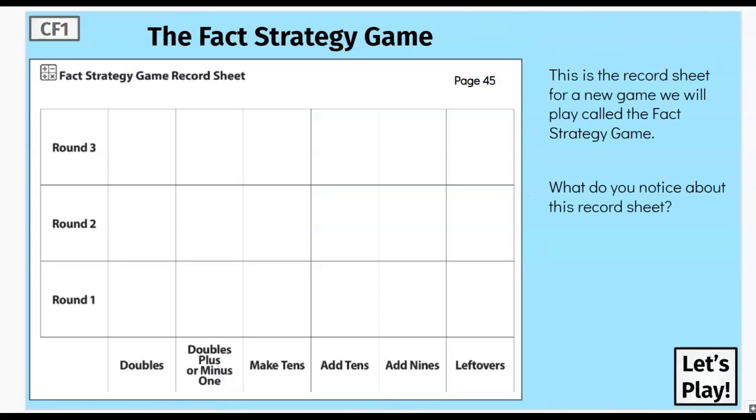Once you have your Number Corner student book, you'll open it up to page 45. This is the record sheet for a new game we will be playing called the Fact Strategy Game. At the top of your page, it should say Fact Strategy Game Record Sheet. I want you to take a moment to look at the sheet. Think about what you notice.